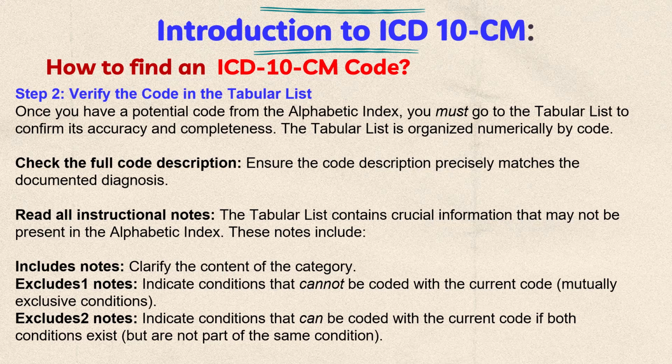Then, read all the instructional notes. The tabular list contains crucial information that may not be present in the alphabetic index. These notes include includes notes, which clarify the content of the category. Excludes1 notes indicate conditions that cannot be coded with the current code, mutually exclusive conditions. Excludes2 notes indicate conditions that can be coded with the current code if both conditions exist, but are not part of the same condition.